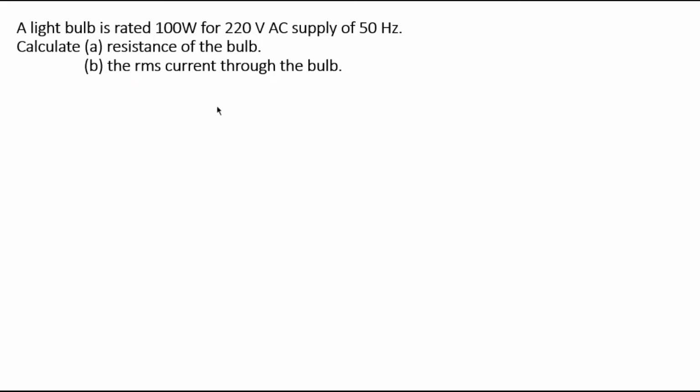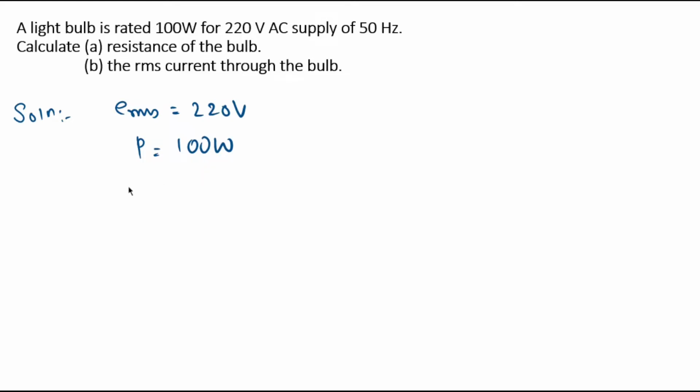A light bulb is rated 100 watt for 220 volt AC supply of 50 hertz. Calculate first the resistance of the bulb, and second the RMS current through the bulb. Now whenever we are talking about the value of AC supply, it is mostly its RMS value. So here they have given us the E RMS value, which is equal to 220 volt, and power, which is equal to 100 watt, and we need to find out the resistance of the bulb.